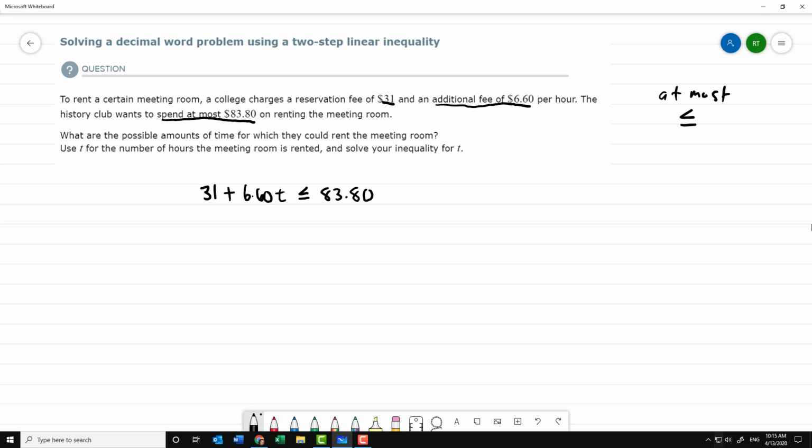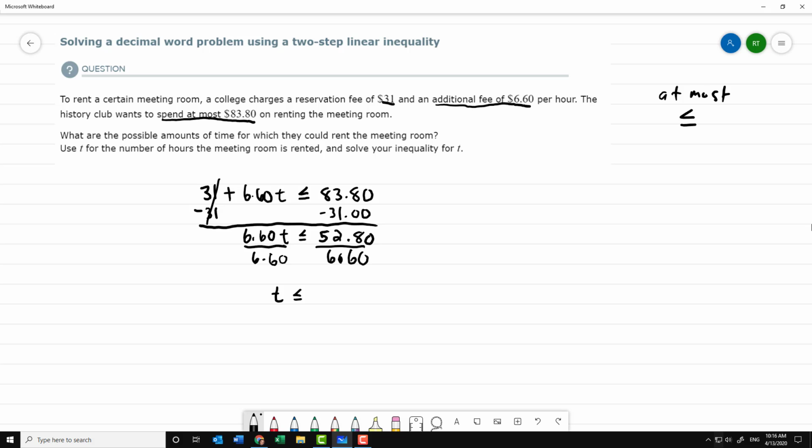And now we're going to do as they said, solve for T. I'm going to subtract 31 to both sides. Put it in dollar format over here. And when we subtract it, we get 6.60T less than or equal to. This one I can subtract without my calculator, and we get 52.80. Next step, divide both sides by 6.60, and we're going to get T is less than or equal to.